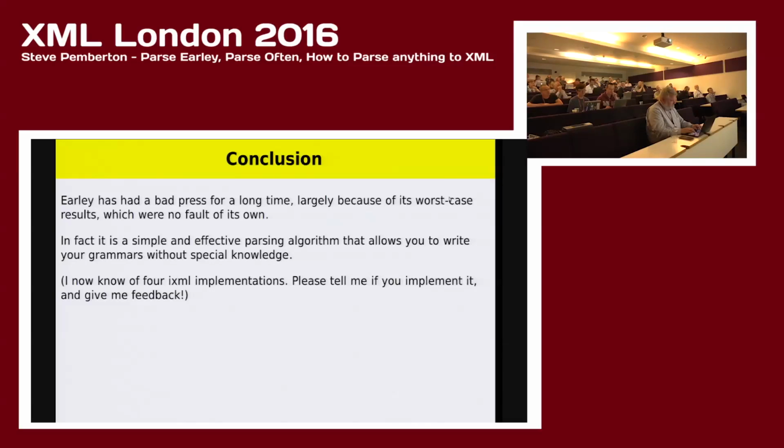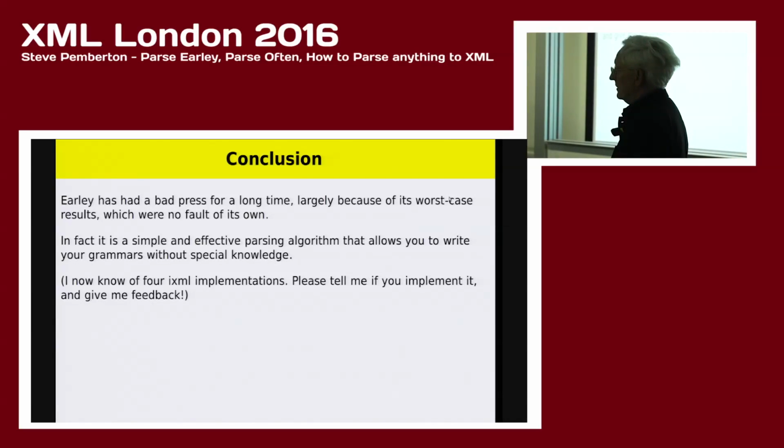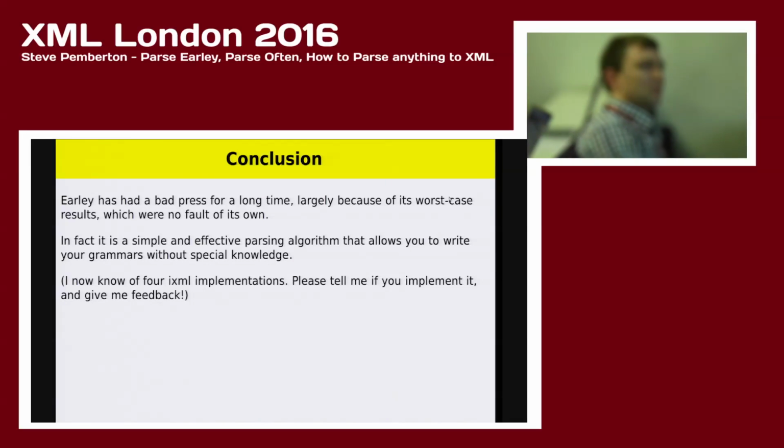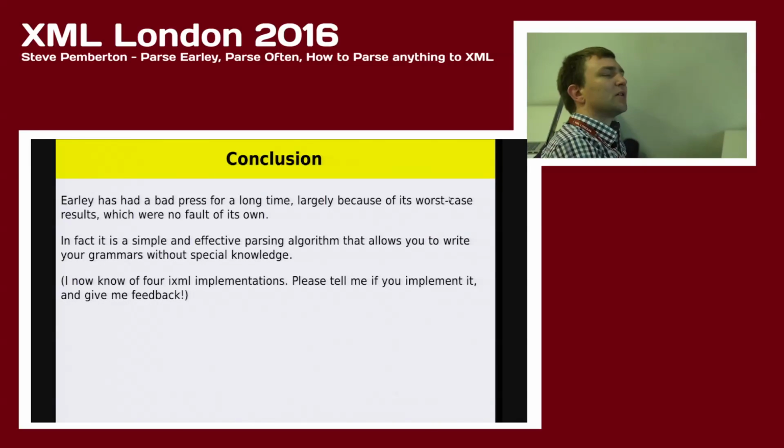In other words, it produces all possible parses from the string, which you then have to choose from. IXML just chooses a random one. It doesn't worry about which particular one. So as an output, you get a forest. No, as an output, you just get one of them. Just get one of the parses. Okay.